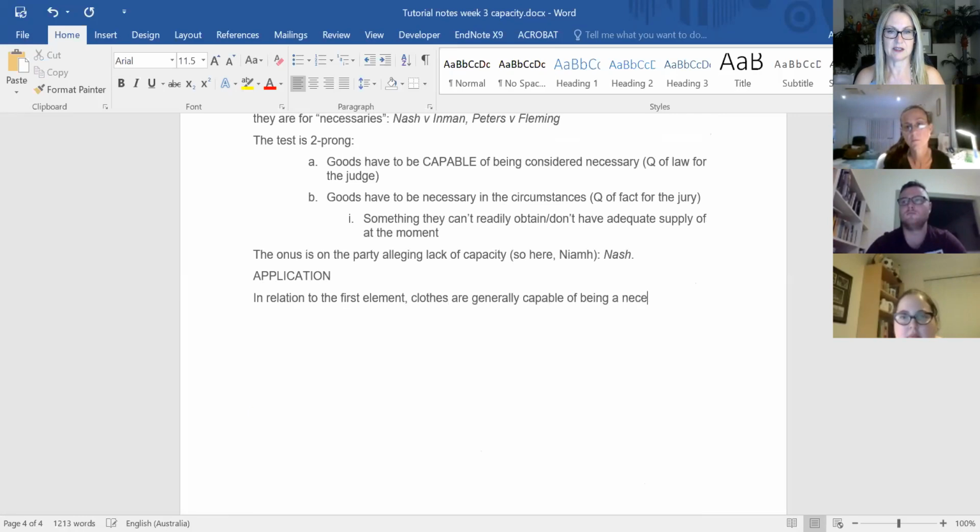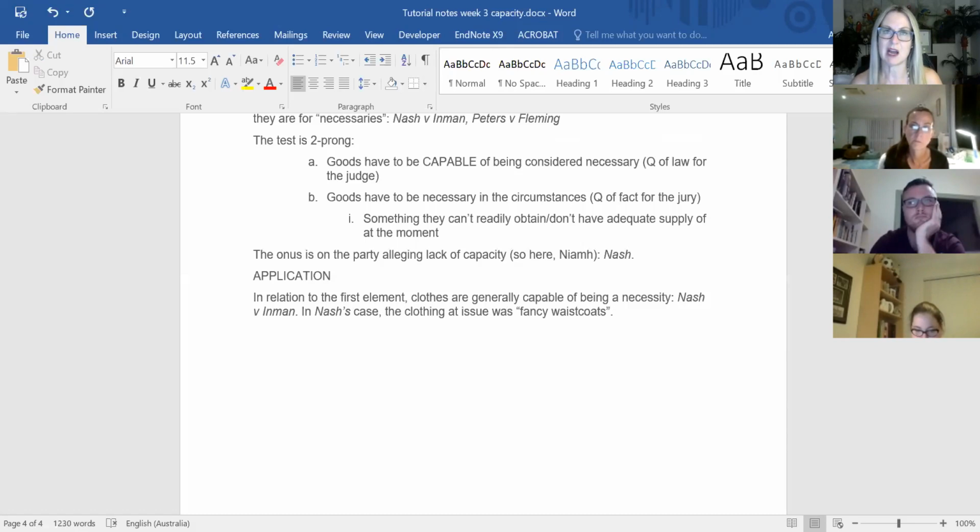So it's really, you'd be citing Nash, wouldn't you? Nash's case, the clothing at issue was fancy waistcoats. So what you're doing here is you're just saying to the marker, hang on a minute, I'm not just saying this, I know what the facts were in Nash and I know what type of clothing was involved. Then I say Neve.